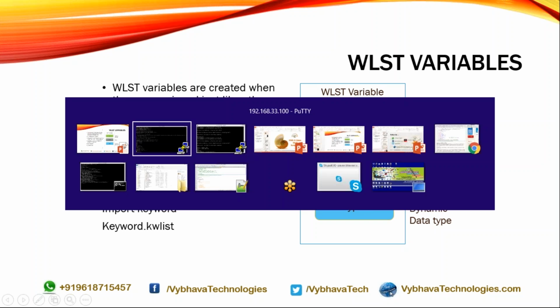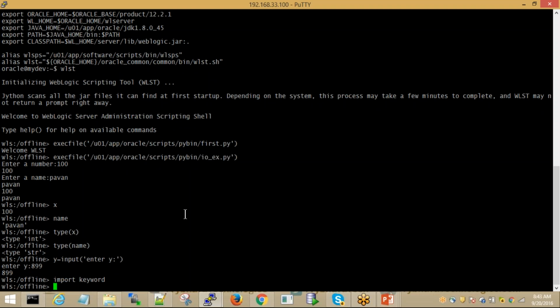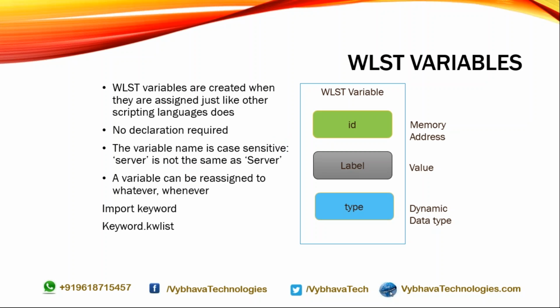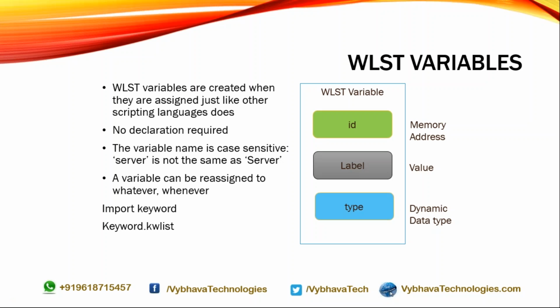Okay, let me see. Keyword dot kwlist. So these words you should not use for any variables. These are the keywords you should not use for any variables. You can get the keywords in your WLST prompt, your Jython prompt, or your Python prompt. You can just check how many keywords there are. Don't use those keywords for variables. Don't say for is equal to 10. Don't say from is equal to 200. So these are all keywords you should not use in variable names.